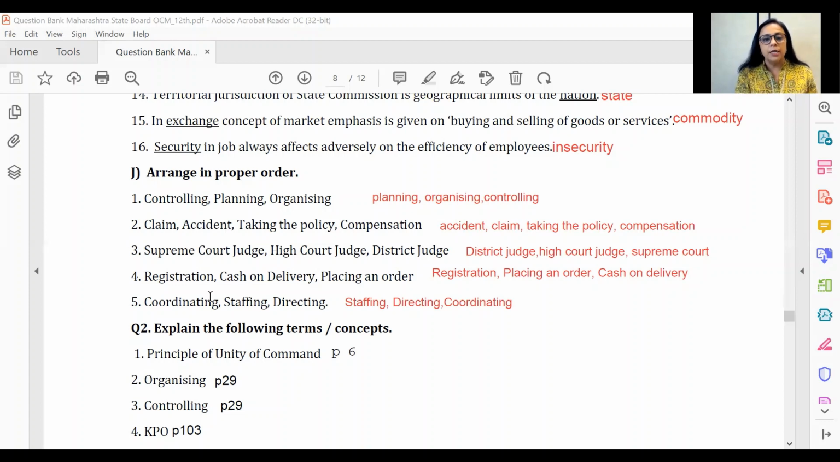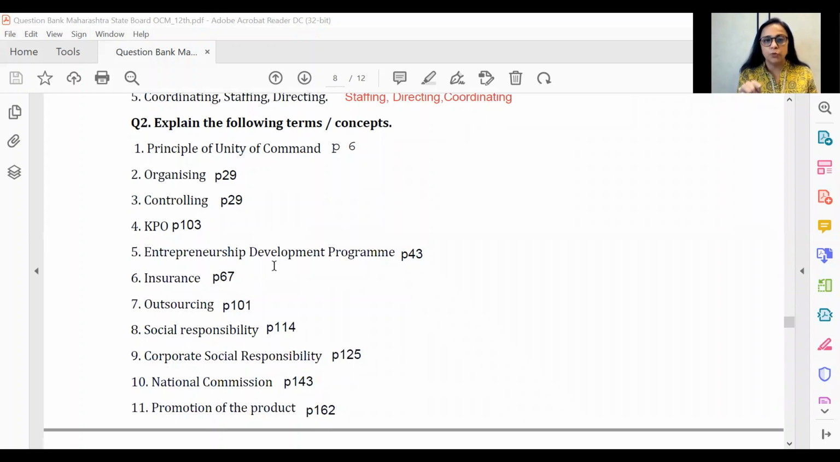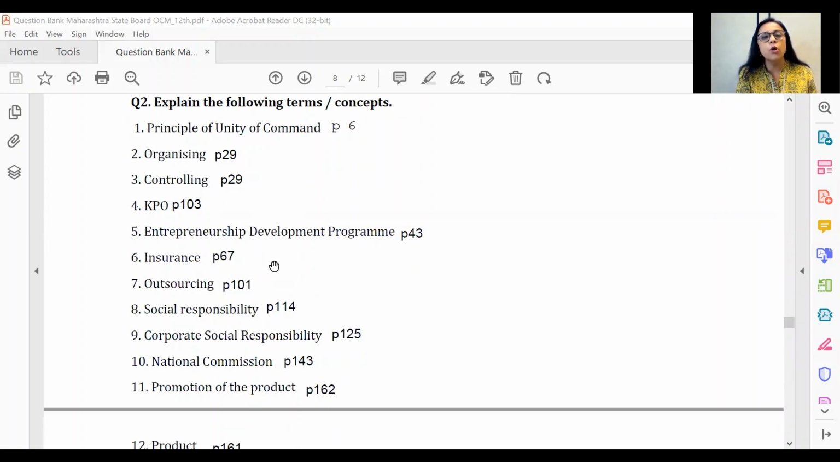Now, once again, if you will see, you have the question of explain terms and concepts over here. Okay. So I've just put the page numbers to make sure that it becomes easy for you all to refer to the textbook and find the answers. Again, I would like to mention a thing here.